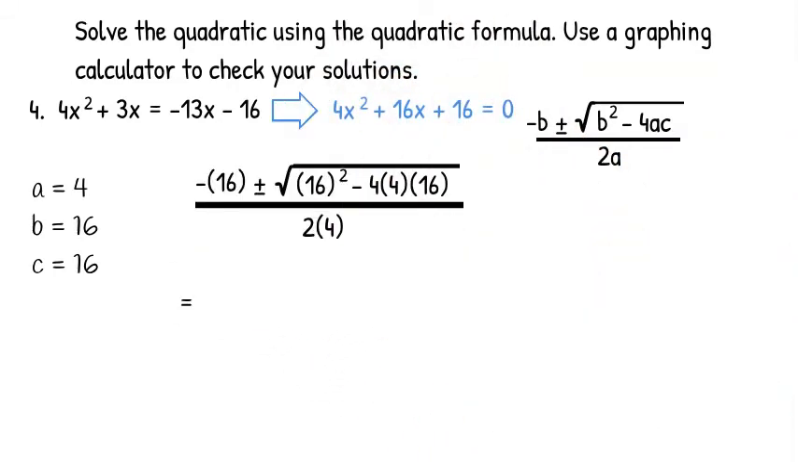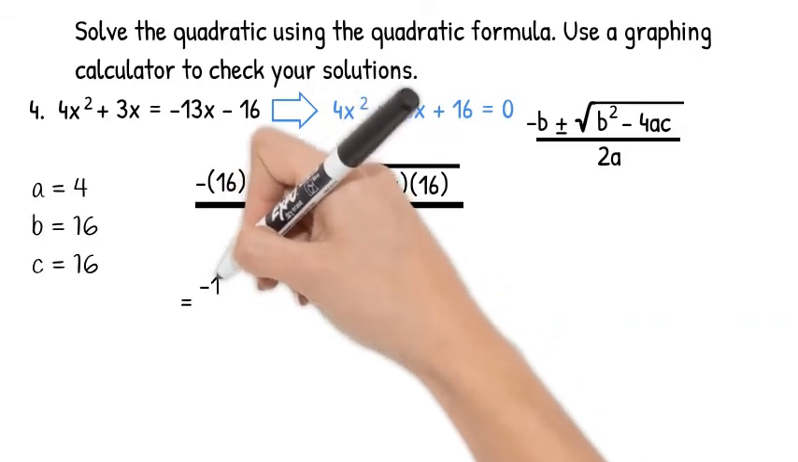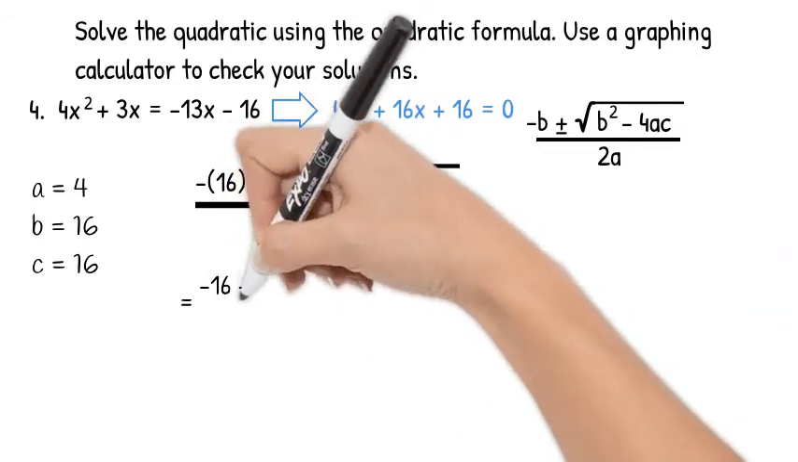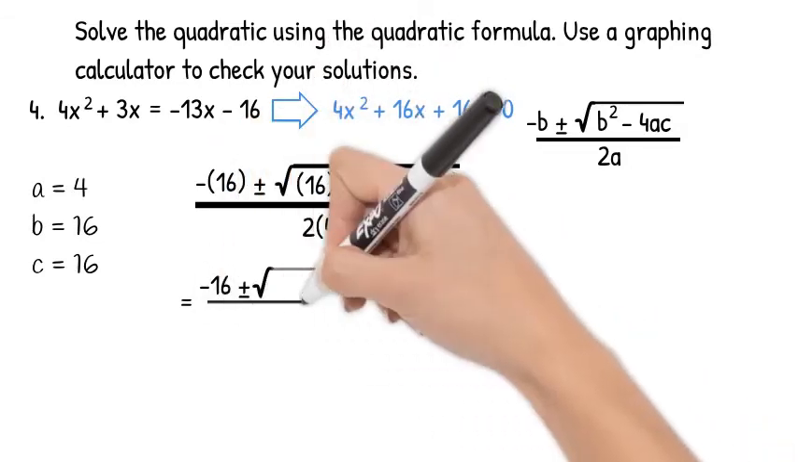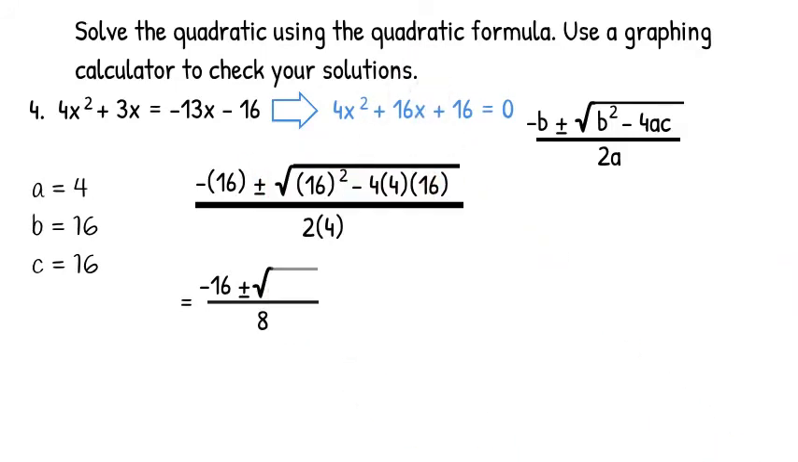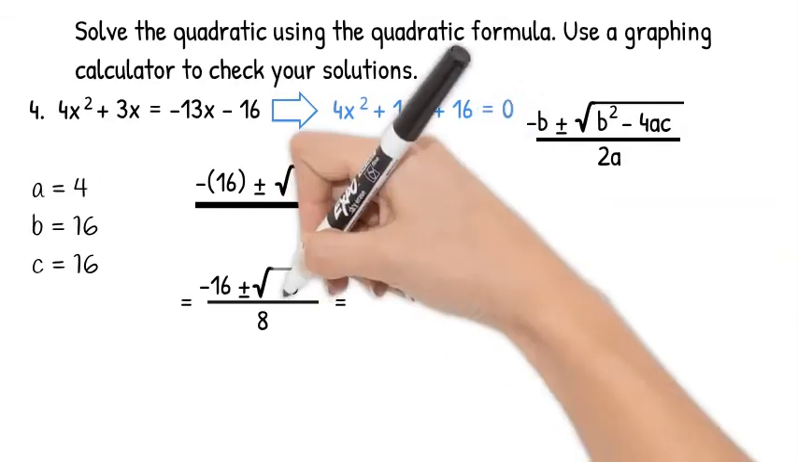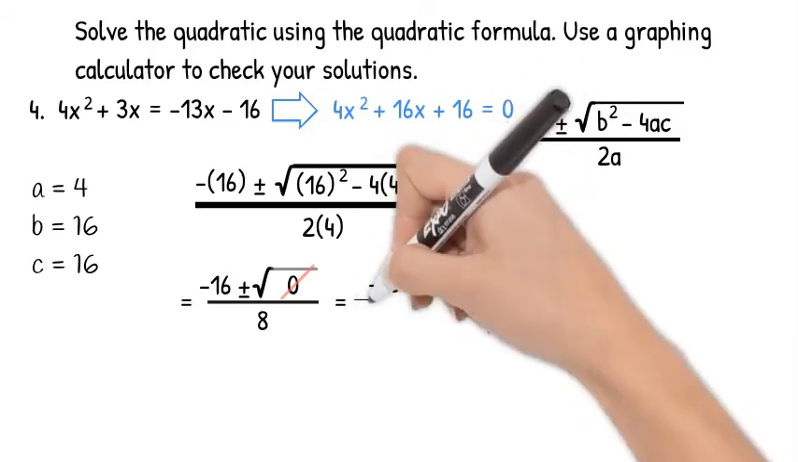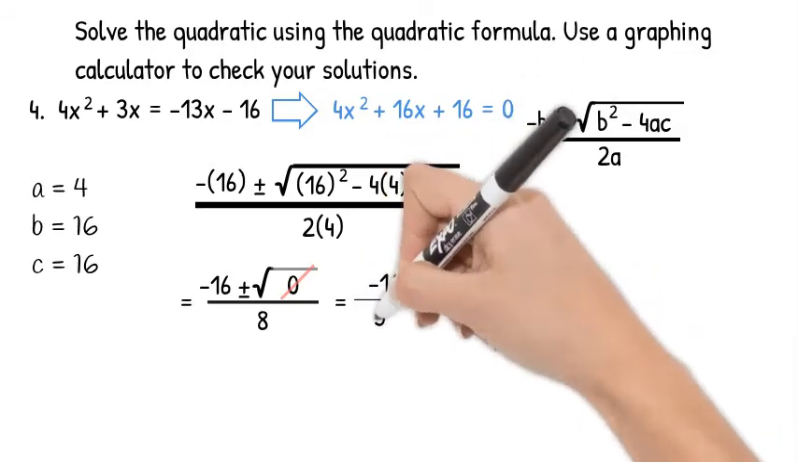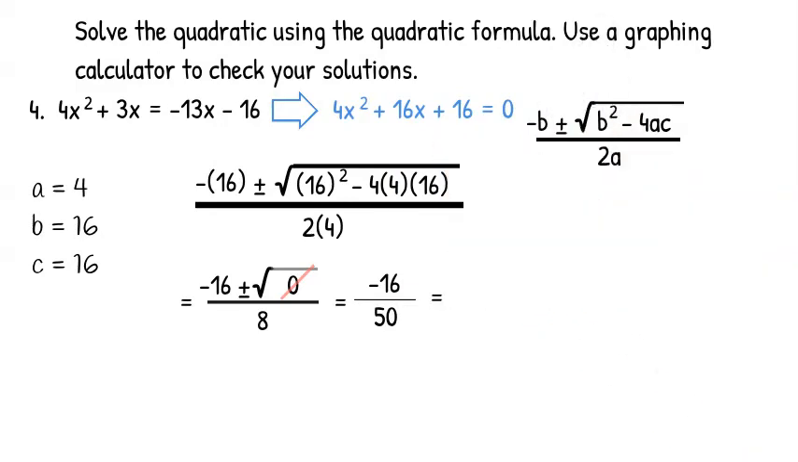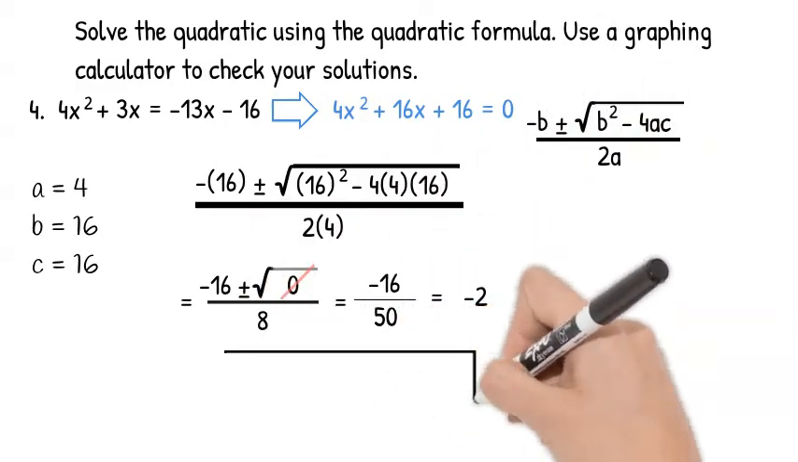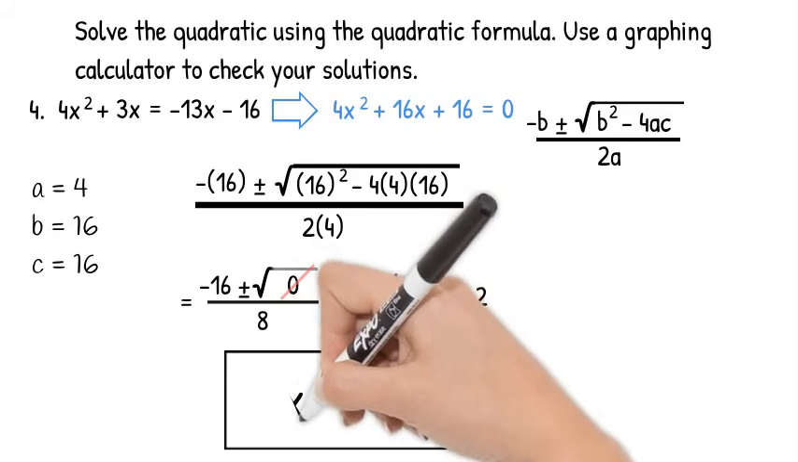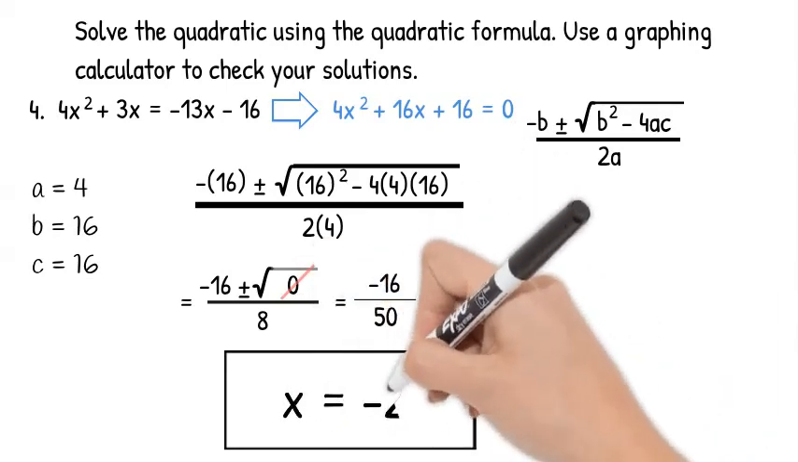So the negative of 16 is -16 plus or minus the square root of something all over 8. All right, plug in everything under your radical into the calculator and we get 0 again. So -16 plus or minus 0 is nothing. So we have -16 over 8. And that simplifies to -2. Which means our x value for this quadratic equation is x equals -2.